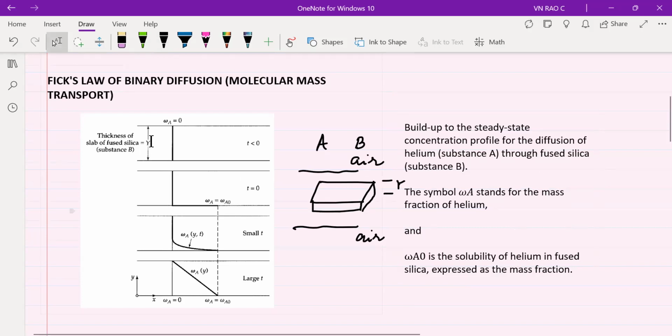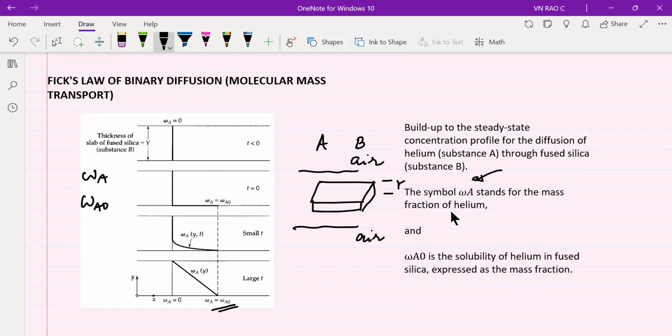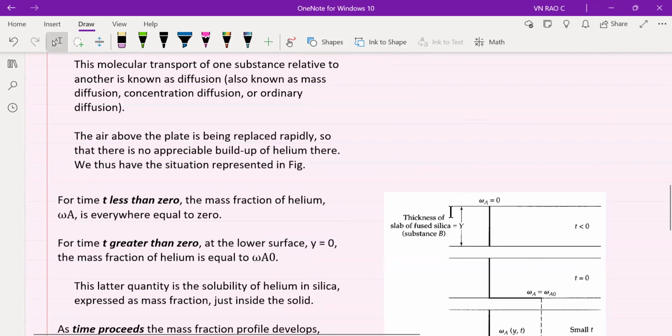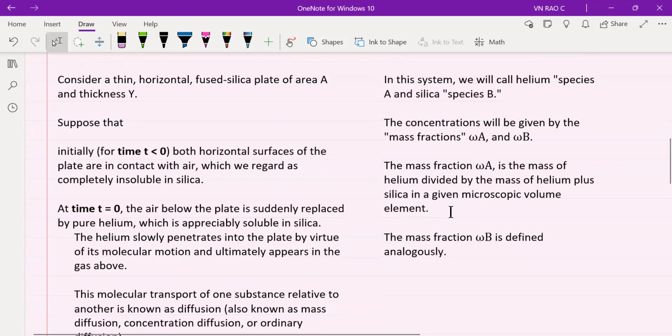Here, in the figure, the symbol W subscript A stands for the mass fraction of the helium, and W_A0 stands for the solubility of the helium in the fused silica, again expressed as mass fraction. So what do we want to show? We are considering a thin horizontal fused silica plate of area and thickness y, and at time t less than 0, I have shown you already.